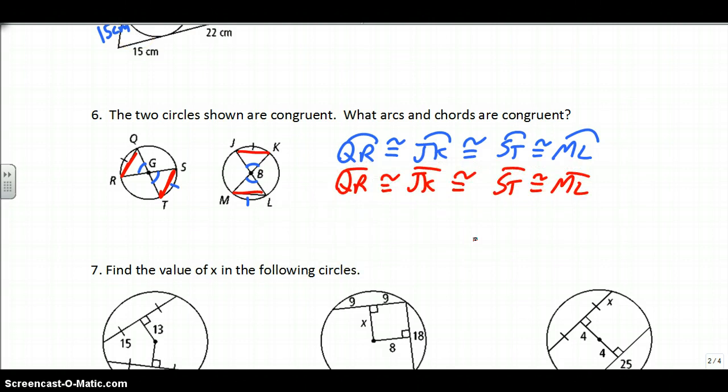Okay? The red ones are there, and you know what the blue ones look like. You could also say something about arc RT, QS, JM, and KL. They would also be congruent as well, but this really would suffice. I'm going to guess that the question on your test will probably ask which of the following is not true or something. So they might say arc RT is congruent to arc QR or something. You know, it should be pretty obvious which is not true.